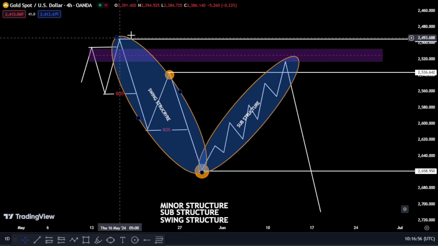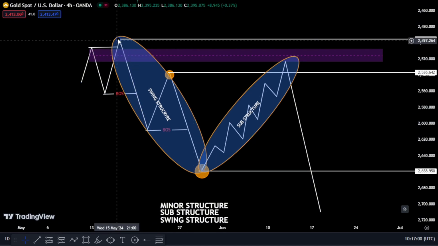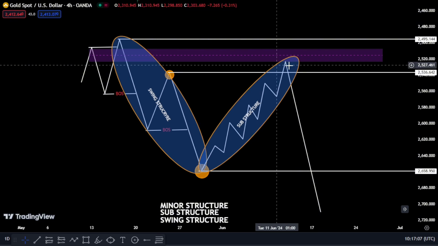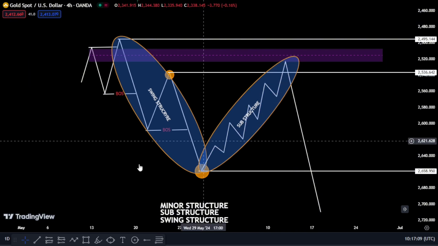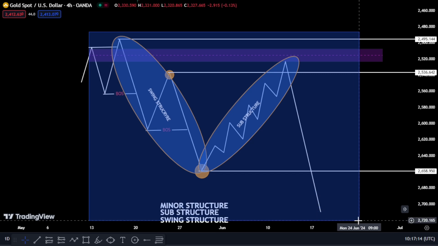And the whole of the structure here, from the swing high to the swing low, becomes our swing structure, and then this movement back to take out this liquidity becomes your substructure. I hope that is noted. So I'm just going to go ahead and clean this.